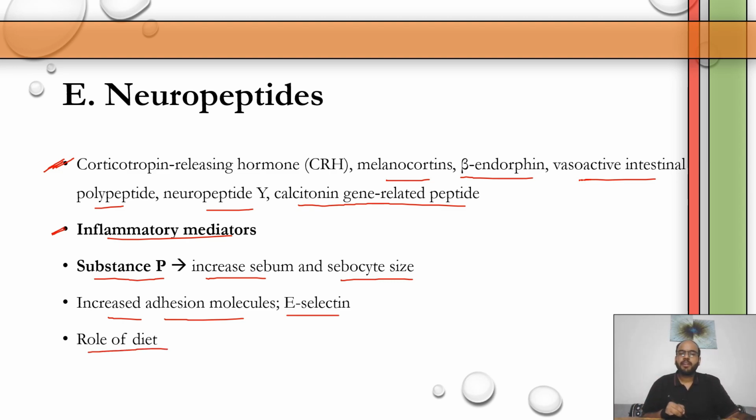And these are also implicated in the role of diet. Multiple dietary factors like milk and milk products, whey proteins, and high glycemic index foods have all been shown to increase neuropeptides. So when neuropeptides are increased, the inflammation and adhesion molecules are also increased. And because inflammation increases, you have an increase in acne as a response to diet. Not every patient will have dietary influence on acne, but if there is, the major implicating factors are majorly neuropeptides.